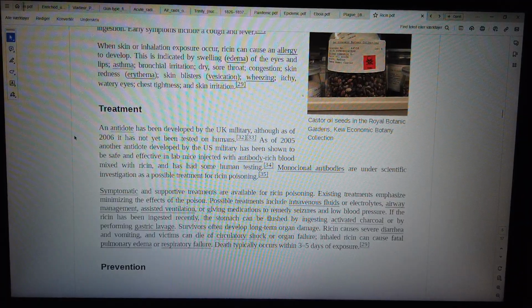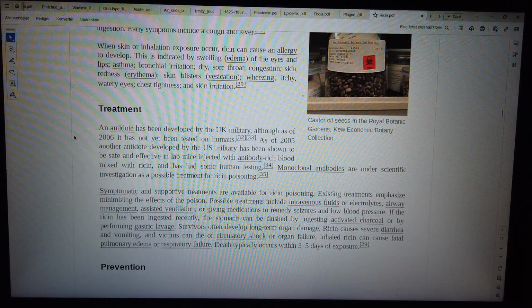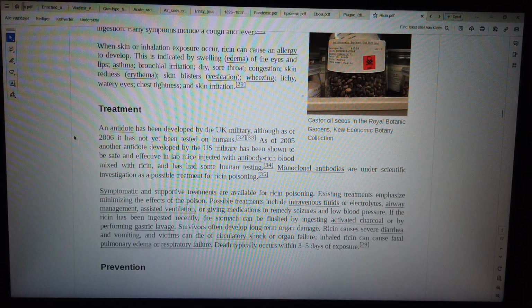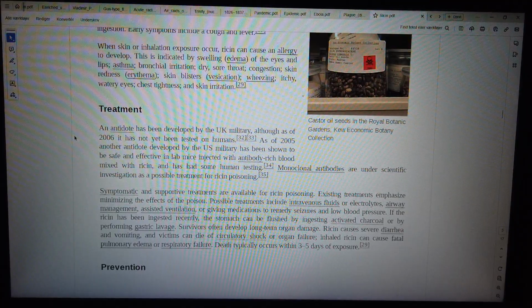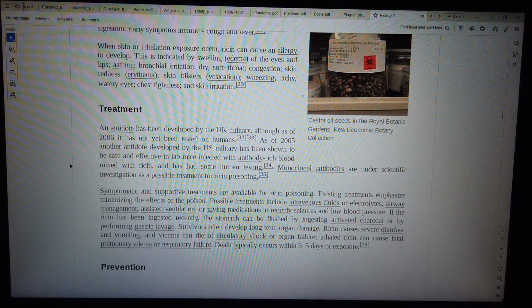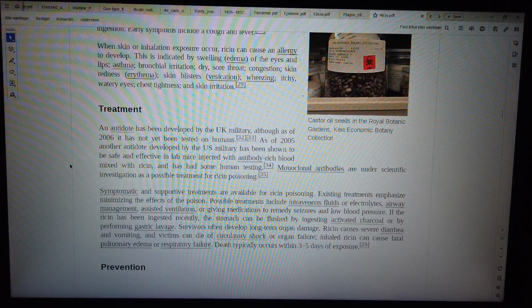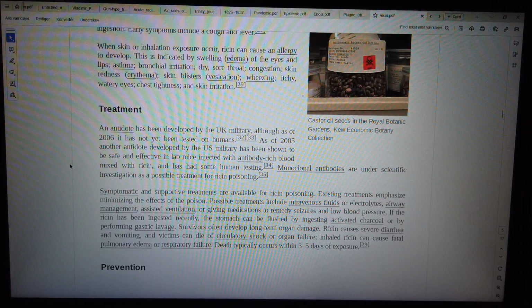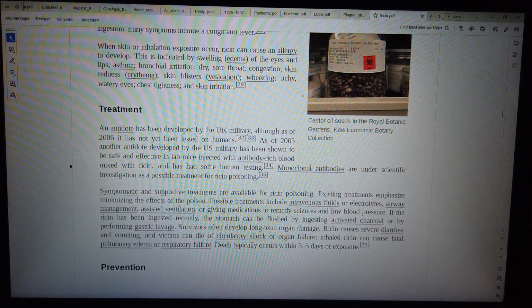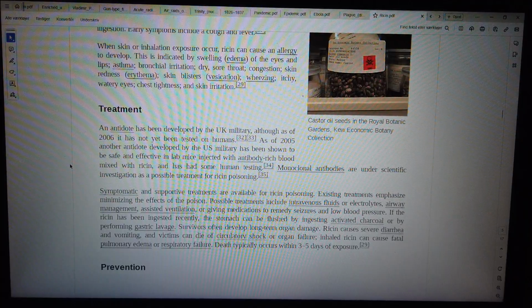Treatment. An antidote has been developed by the UK military, although as of 2006 it has not yet been tested on humans. As of 2005 another antidote developed by the US military has been shown to be safe and effective in lab mice injected with antibody-rich blood mixed with ricin, and has had some human testing. Monoclonal antibodies are under scientific investigation as a possible treatment for ricin poisoning.